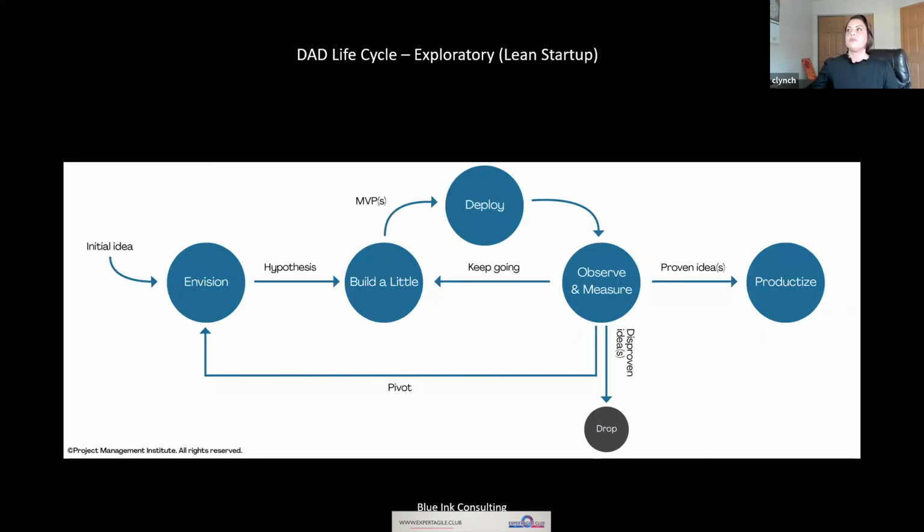Next, we have our exploratory life cycle, our lean startup. And this life cycle is based off of lean startup principles with strategies for complex adaptive systems. The aim of this life cycle is to minimize upfront investments in solutions in favor of small experiments that are market tested and measured early and often during the project.